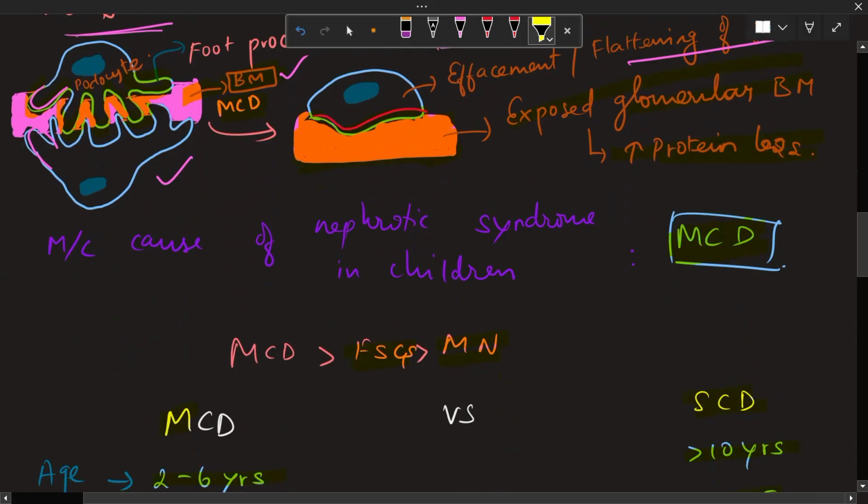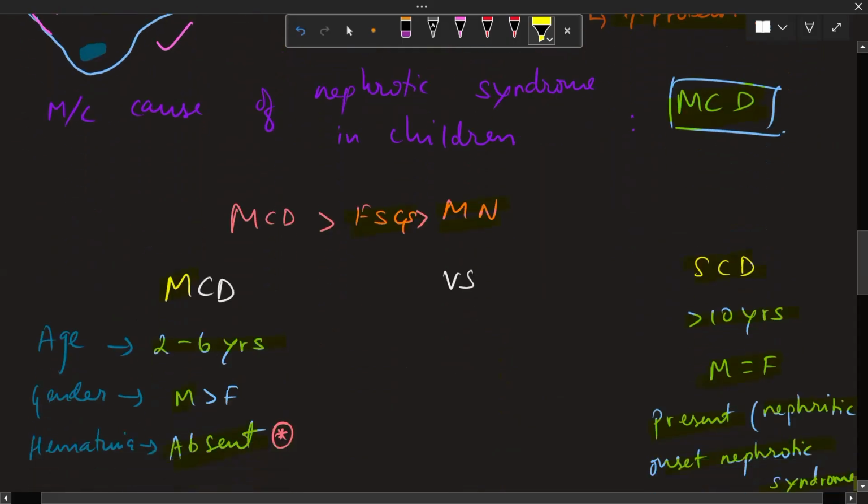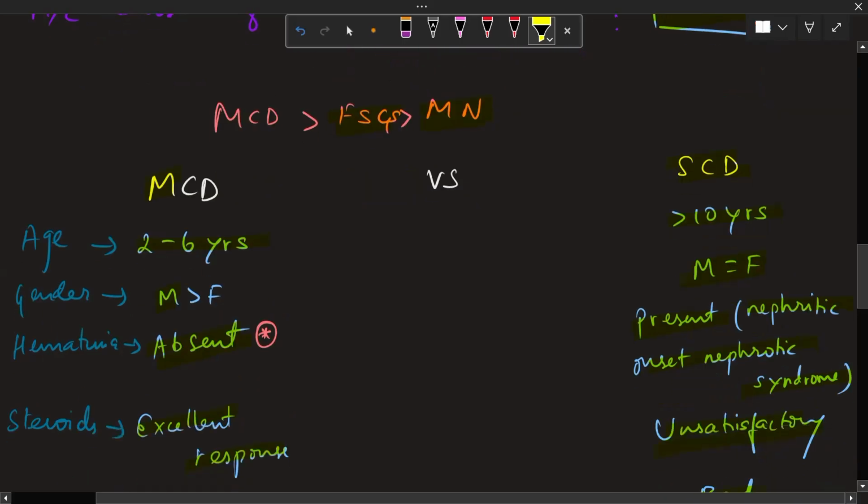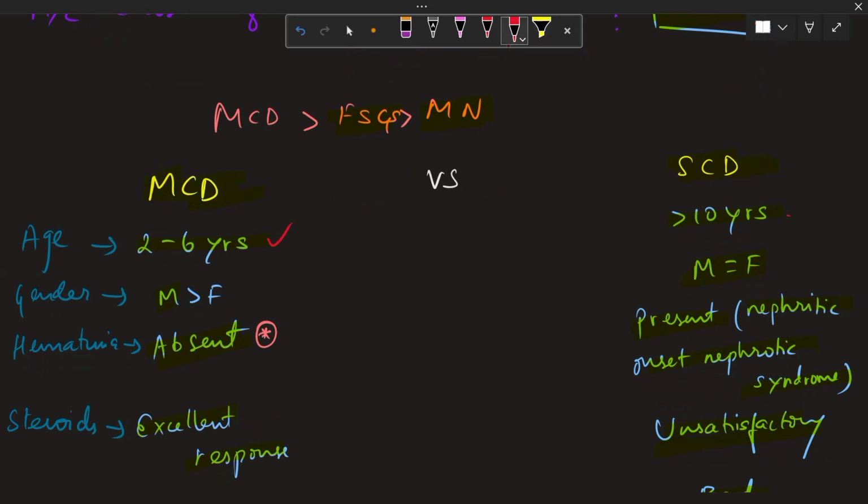And the most common cause of nephrotic syndrome in children is MCD, minimal change disease. And the second most common cause is FSGS, and the least common is MN, membranous nephropathy. And you need to know some differentiating points between MCD and SCD, minimal change disease and significant change disease. The age at onset for MCD is 2 to 6 years, and for SCD is more than 10 years. Adolescent children will get affected by SCD more commonly.